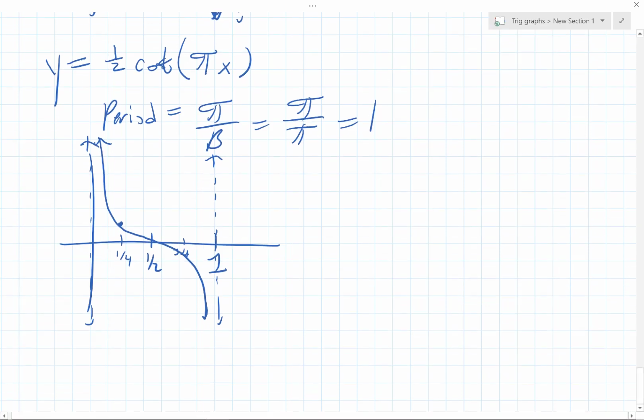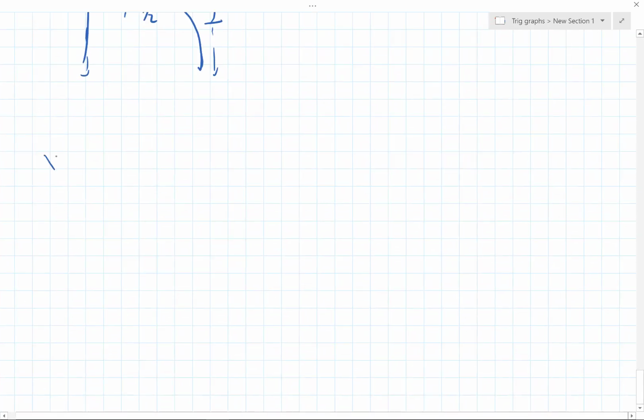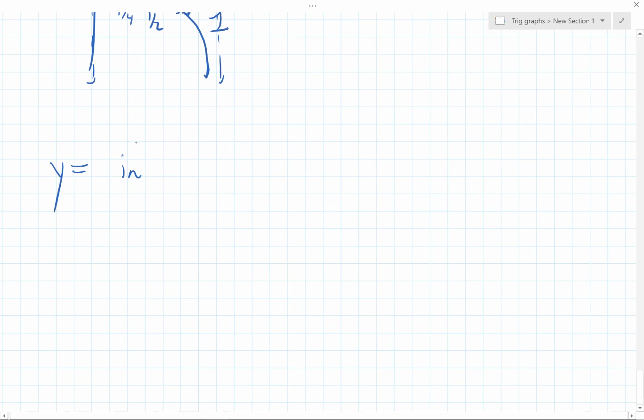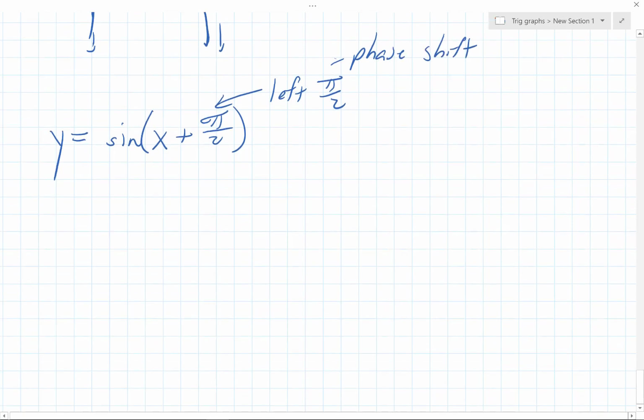What else haven't I done? So, I talked a little bit about shifting. So what if you had, I think for what you've done so far, you haven't shifted that much. So what if you had like sine of x plus pi halves? That goes to the left pi halves. And we call that a phase shift. So horizontal shifts are called phase shifts, just because they like to make everything sound more scary than it is.